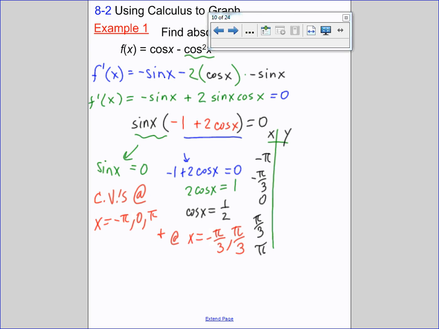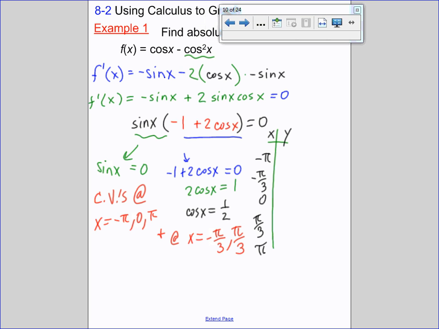Let's evaluate my original function y. So where do I go? I go to my original f of x. Cosine of negative pi is negative 1. Is that right? Minus cosine of negative pi is still negative 1, squared is positive 1. So I'm getting negative 1 minus 1, I'm getting negative 2. Is that what you guys are getting? Did I do that right? So cosine of negative pi is negative 1, minus negative 1 squared is 1. Negative 1 minus 1 is negative 2. I'm getting negative 2 twice.